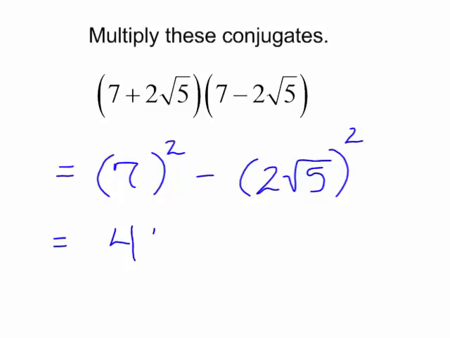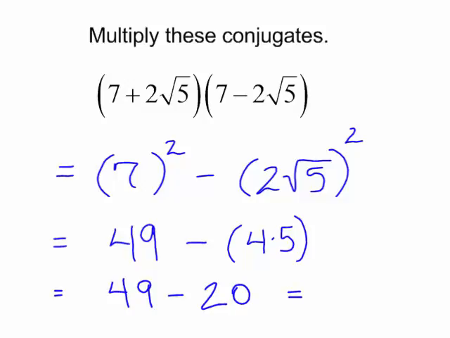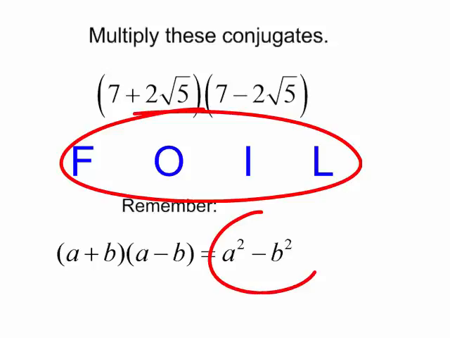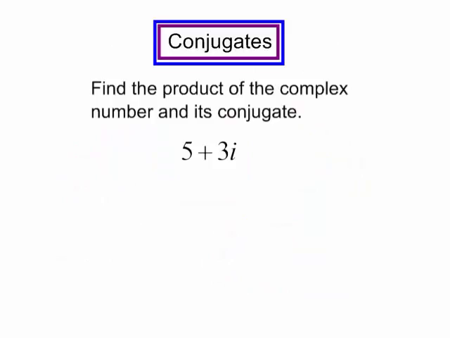7 squared is 49. This is the square of this product. When I square the 2, I get 4. And when I square radical 5, I get just 5. Once again, I get the answer is 29. So when we multiply these conjugates, we could have used FOIL, or we could have used the difference of squares property.